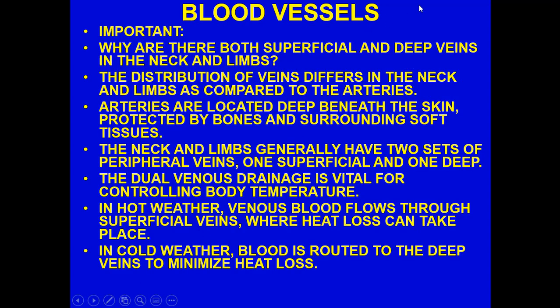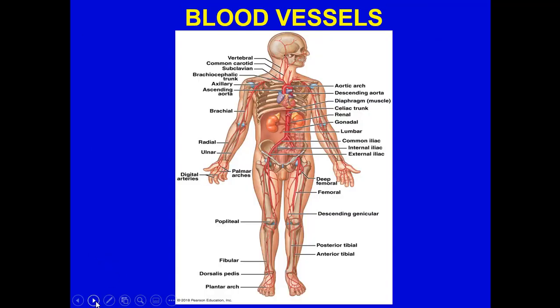Now, why are there both superficial and deep veins in the neck and the limbs? The distribution of veins differs in the neck and limbs as compared to the arteries. The arteries are located deep beneath the skin, protected by bones and surrounding soft tissues. The neck and limbs generally have two sets of peripheral veins, one superficial and one deep. The dual venous drainage is vital for controlling body temperature. In hot weather, venous blood flows through superficial veins, where heat loss can take place. In cold weather, blood is routed to the deep veins to minimize heat loss.